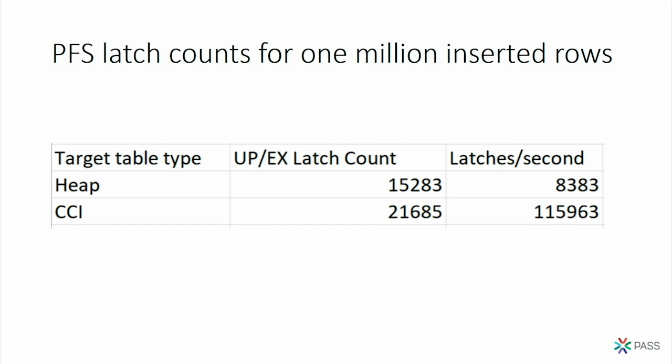But the columnstore insert is much faster. I'm almost at 116,000 exclusive or update latches per second. And if you've got 112 sessions all running at maximum scalability, it's about 12 million exclusive and update latches per second. Latch acquires are fast, but they're not that fast. That is what causes this contention.